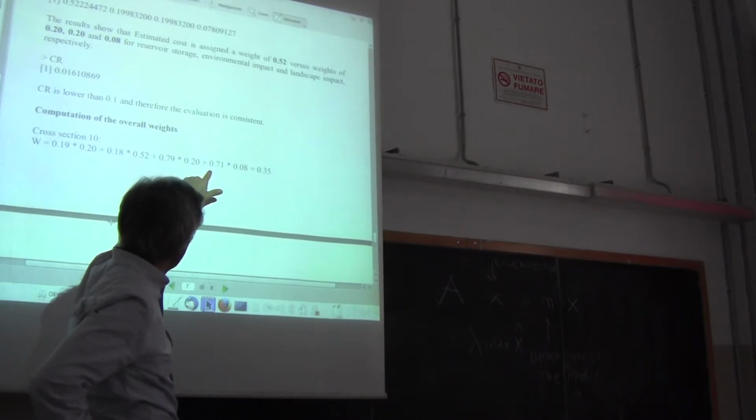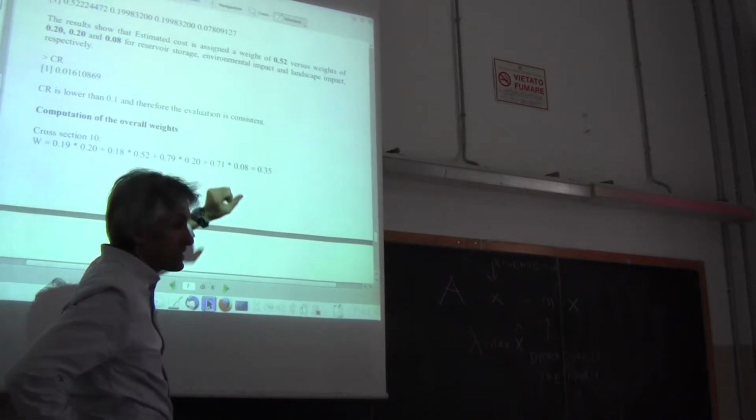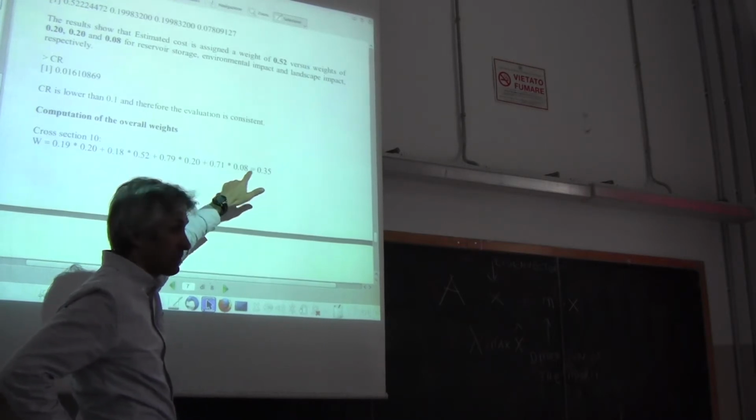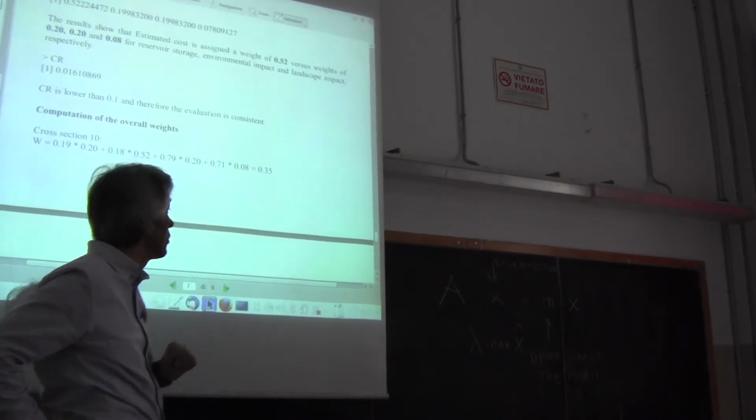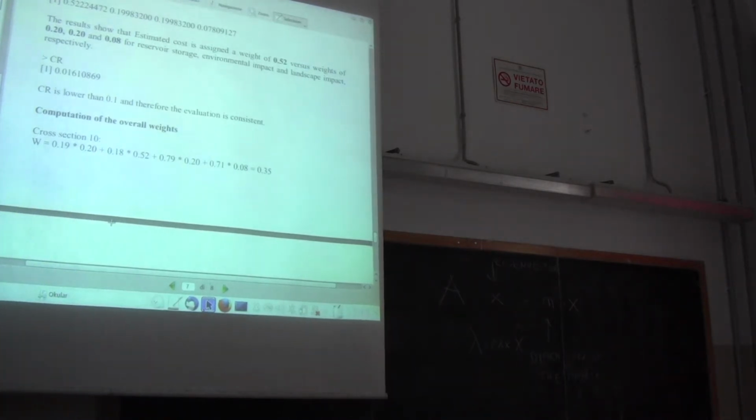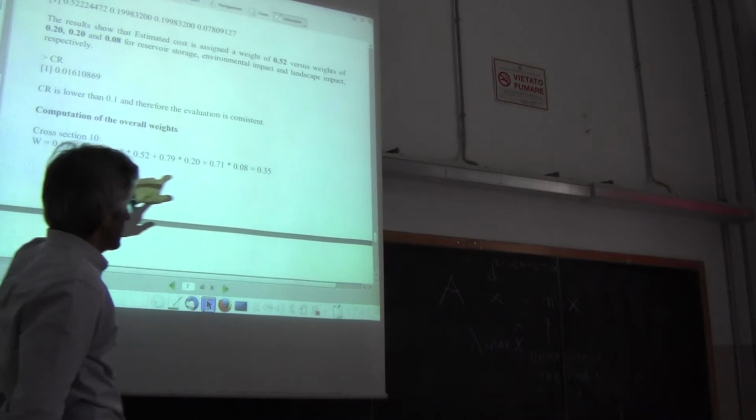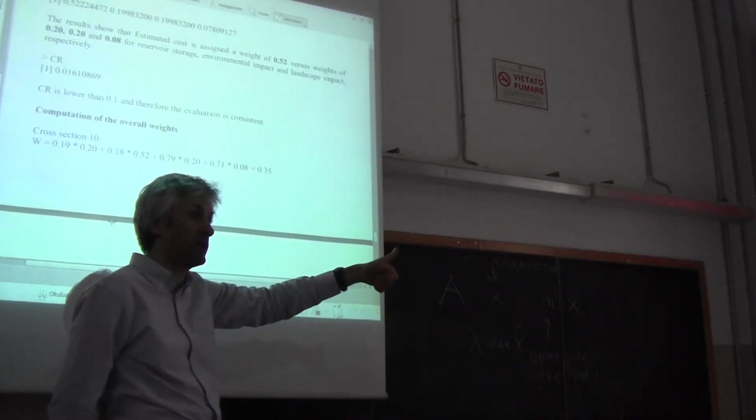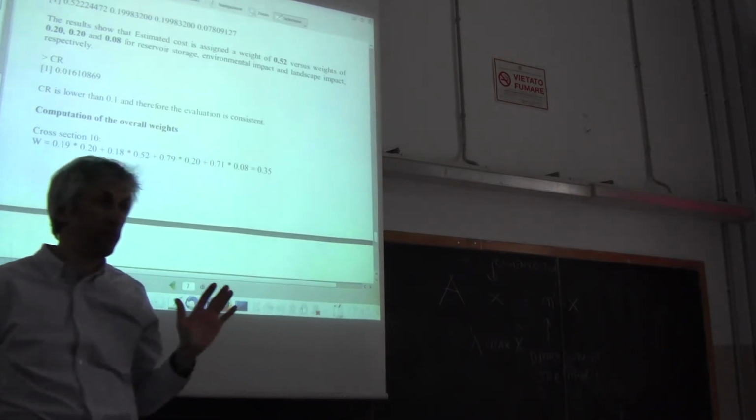And then a score of 0.71 for the landscape impact should be multiplied by the weight of the landscape impact, which is 0.08. And then we come up with the result of 0.35. If you make some trivial consideration, you realize that the scores of all the solutions must sum to 1. If they don't sum to 1, there is a mistake in the computation.